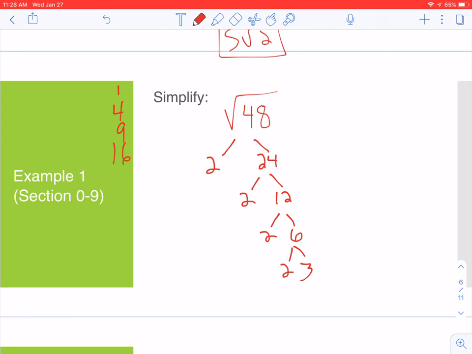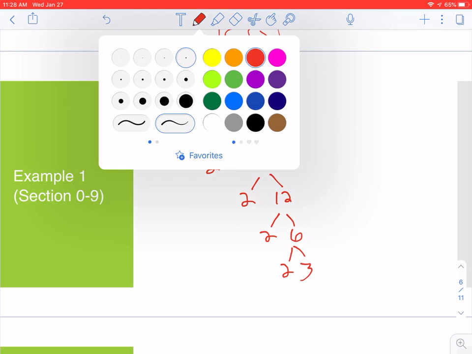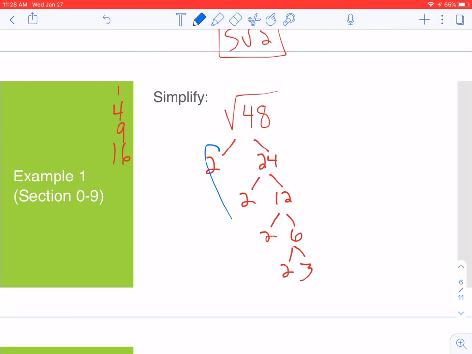I have 2 times 2 times 2 times 2. Let me circle these in a different color. So I have 2 times 2 is 4. I'm going to put an x in between because I'm going to multiply all those together. 2 times 2 times 2 times 2 equals 16.